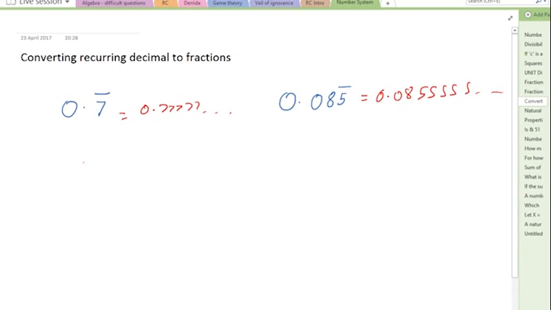So how do we convert it into a fraction? One way, the other way is easier.